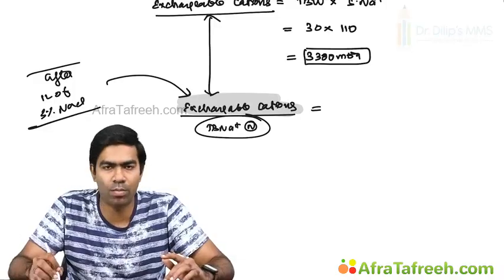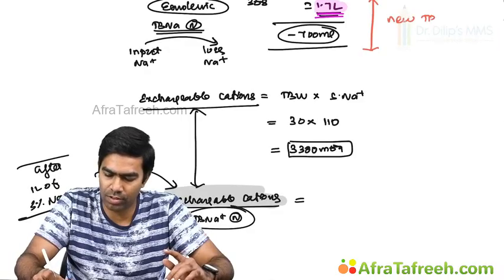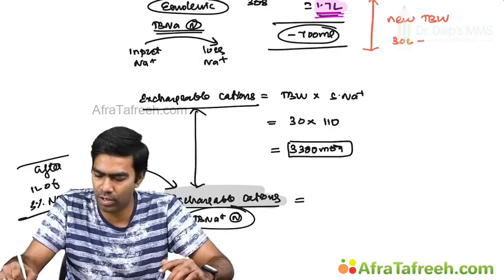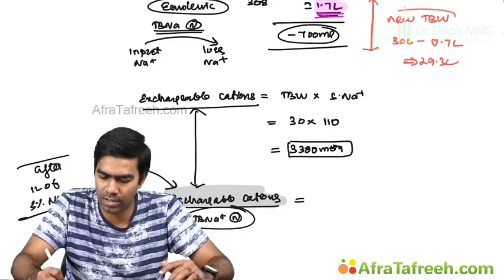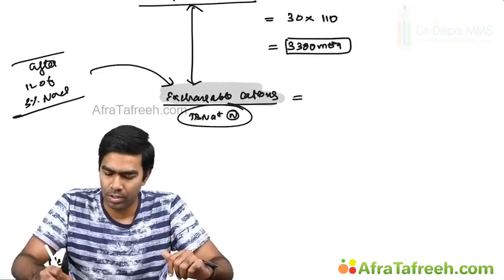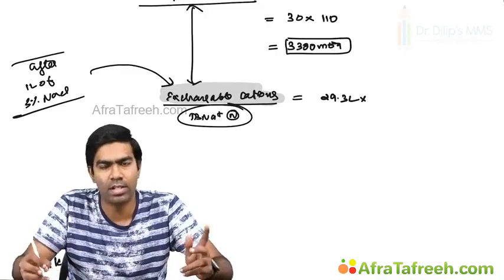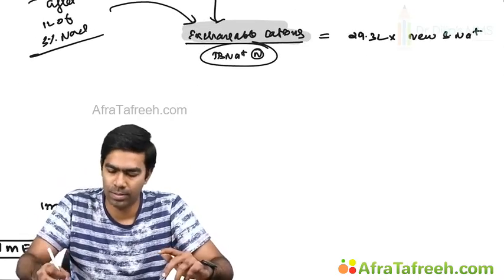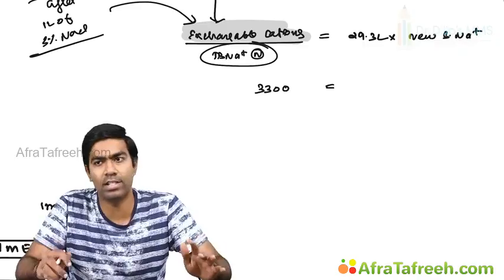Here, the total body water has now changed. If I take the new total body water after 1 liter of 3% NaCl, previously it was 30 liters, minus the 700 ml you have already lost, that is 0.7 liters, equal to 29.3 liters. This is the new total body water. So the exchangeable cations will be 29.3 liters multiplied by the new serum sodium, which is also going to change. The exchangeable cations will be the same 3300, there won't be any change, then only they will be euvolemic.